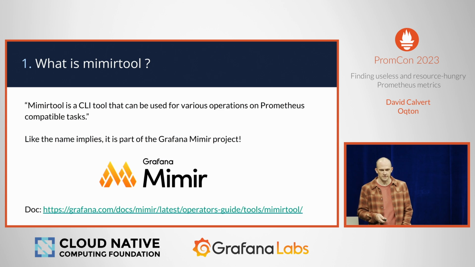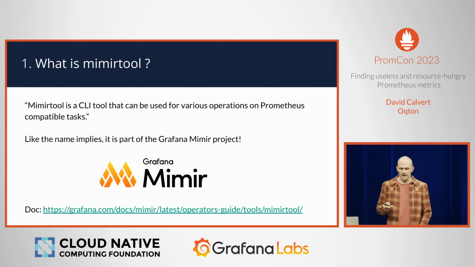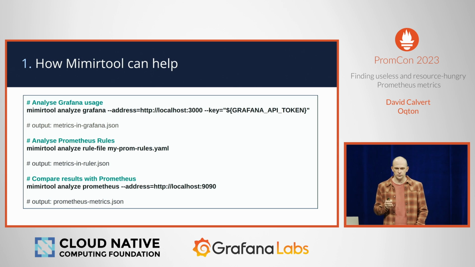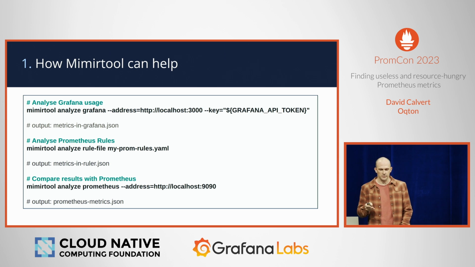So I did a bit of research, and I came to Mimir tool, which is a CLI tool that can be used to do various operations around Prometheus. Like the name implies, it's part of the Grafana Mimir project. So you have the documentation link if you want to learn more about the tool. But we're going to mainly focus on one part of the tool, which is the analyze part. Using mimirtool analyze, you can analyze Grafana, rulers or Prometheus rules, and also Prometheus instances.